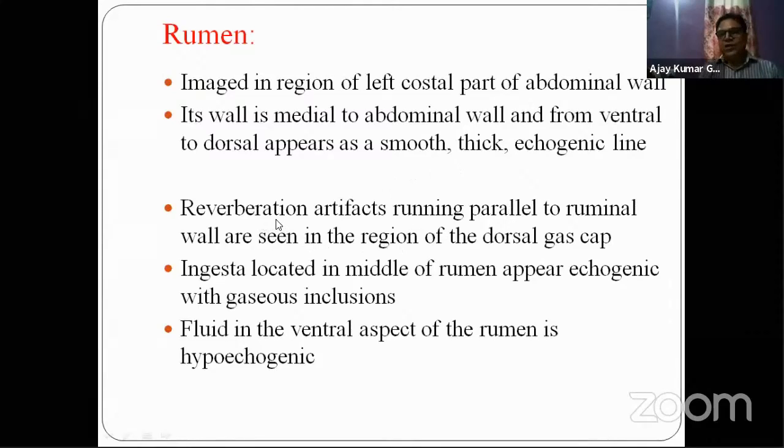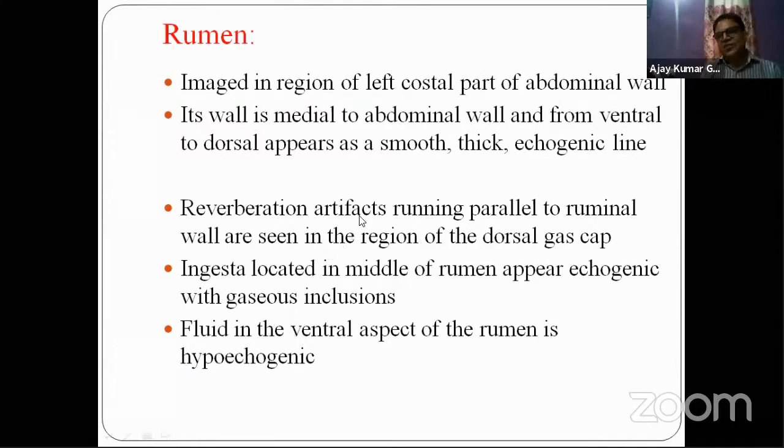The ruminal interior will have three types of contents. The proximal one-third part contains gas, that is the dorsal gas cap. The middle part contains the echogenic ingesta, and the ventral-most part contains the fluid.